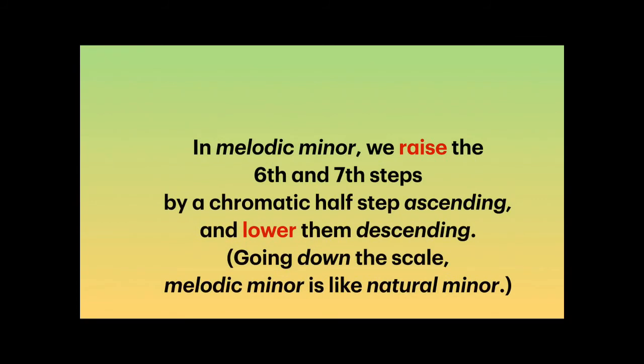In melodic minor, we raise the 6th and 7th steps by a chromatic half step, ascending, or going up the scale, and we lower them descending when we go back down the scale. Going down the scale, melodic minor is exactly like natural minor. Let's see what this looks like on the staff.